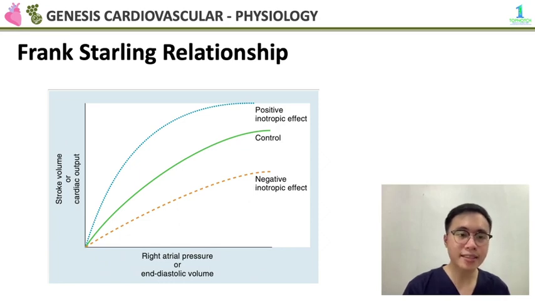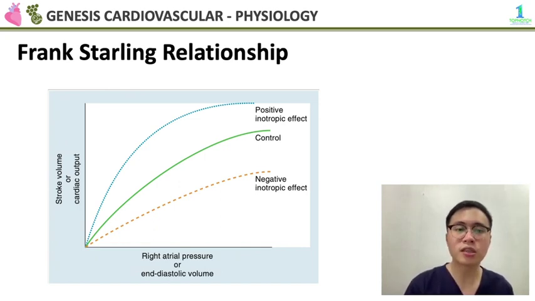On your y-axis, you have the stroke volume or the cardiac output. And on your x-axis, you have the right atrial pressure or the end diastolic volume. Basically, the venous return. So, you can see here yung green line, this is the control, showing you that as you increase the end diastolic volume, ano nangyayari dun sa stroke volume? There is a direct relationship, right? So, habang tumataas ang EDV, tumataas ang cardiac output, tumataas ang stroke volume.